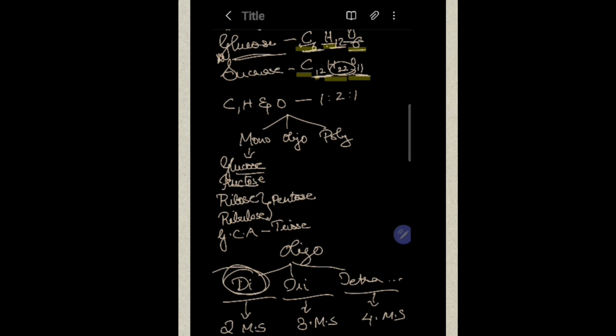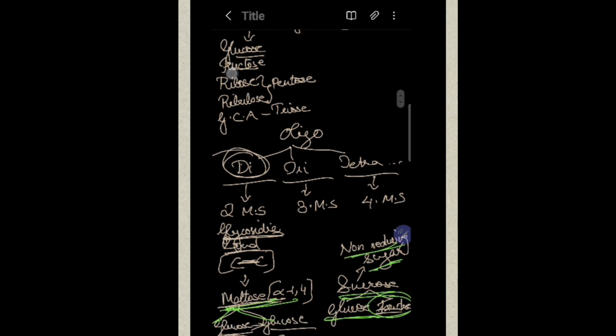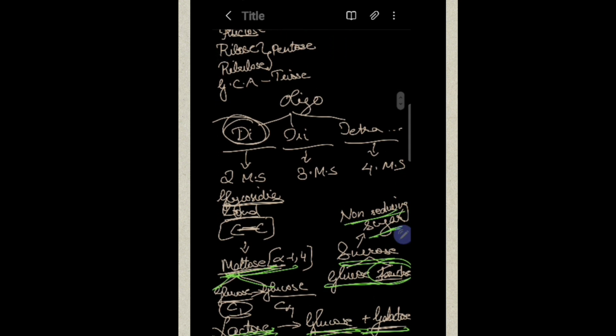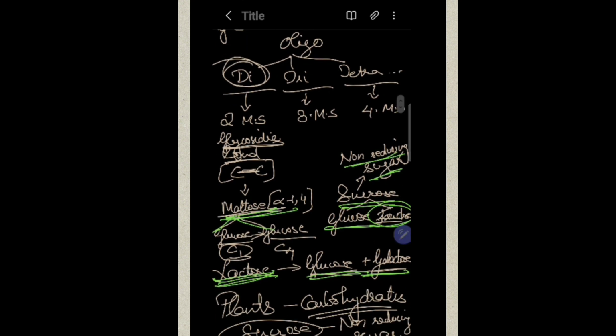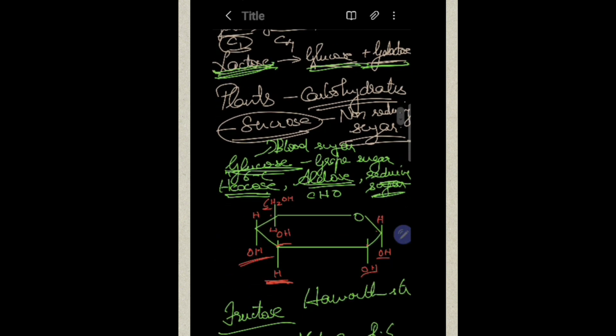Okay, examples of monosaccharides are glucose, fructose, ribose, ribulose, glyceraldehyde, etc. Examples of disaccharides are maltose, sucrose and lactose. Maltose means 2 units of glucose, alpha 1,4 linkage. Sucrose means 1 unit of glucose and 1 unit of fructose, and lactose means 1 unit of glucose and 1 unit of galactose. Glycosidic linkage or glycosidic bond is the same. Now sucrose is a non-reducing sugar, therefore in plants carbohydrate is mainly transported in the form of sucrose.